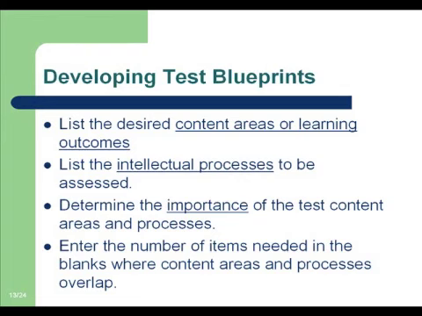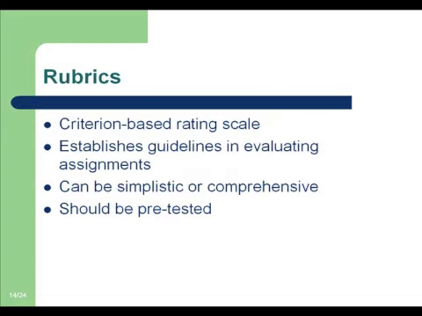Then look at everything and determine the importance of the test content areas and processes. In other words, what percentage of the test you want to be in each one of those cells in the matrix. And then enter the number of items needed in the blanks where these content areas and processes overlap. Then go about selecting the questions for your test. And this way you can ensure that you're assessing all of your learning outcomes at the appropriate level with the instrument. And it also provides evidence that you're doing that.